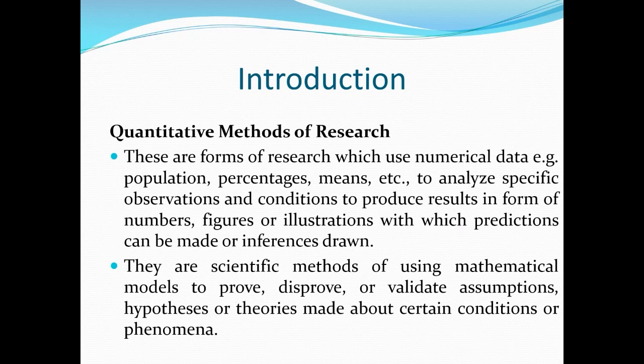Having said that, let's now look at quantitative methods of research. These are forms of research which use numerical data, for example, population, percentages, means, etc., to analyze specific observations and conditions to produce results in form of numbers, figures, or illustrations with which to make some prediction or draw some inference thereafter. There are scientific methods of using mathematical models to prove, disprove, or validate assumptions, hypotheses, or theories made about certain conditions or phenomena.